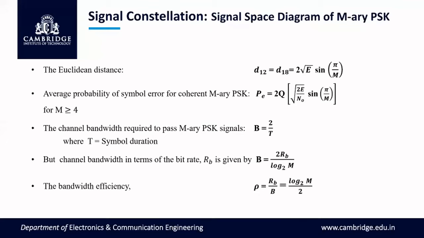This probability of error equation is useful only if the symbols are more than or equal to 4, QPSK and above. Next, to transmit this signal, MRA PSK, what is the channel bandwidth required? That means how much bandwidth is required. That is given by 2 by capital T.